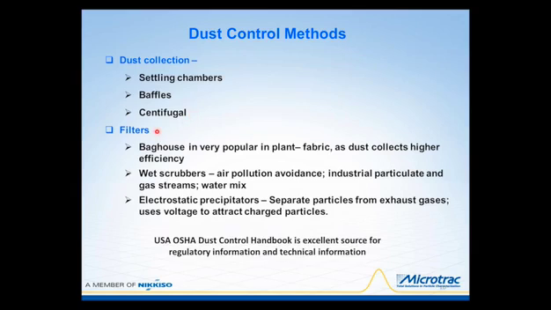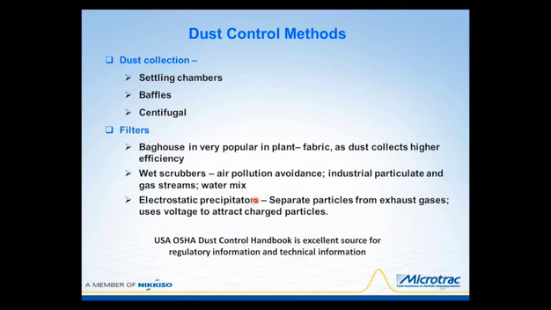One of the most popular is using filters, and these filters are called baghouses, and these are very popular in plant environments. These are typically of fabric, and as the dust collects, a higher efficiency results. As the dust collects on the walls of the bag and the fabric, then the smaller particles are captured to a higher degree. There are also wet scrubbers, and typically these are used for air pollution avoidance. And this is typically for industrial particulate and gas streams and water mix.